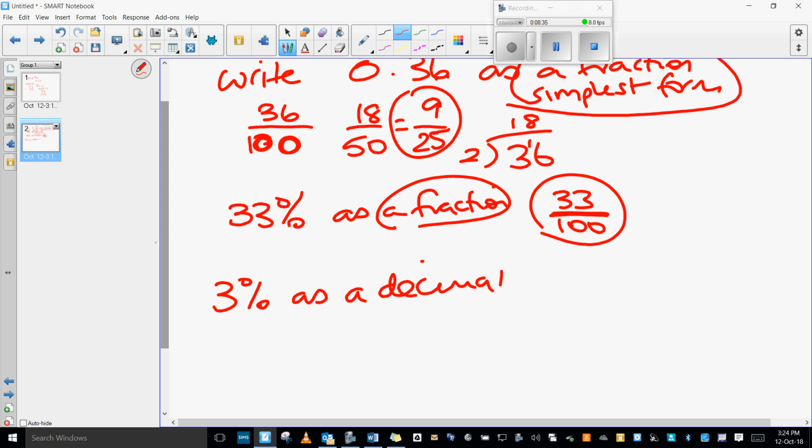Okay, so what's 3 multiplied by 100? 300. Is this going to be 300 as a decimal? So do you think you've gone the right way? So what do you think you're going to do instead? Divide. Okay, so if I divide that by 100, what do I get?